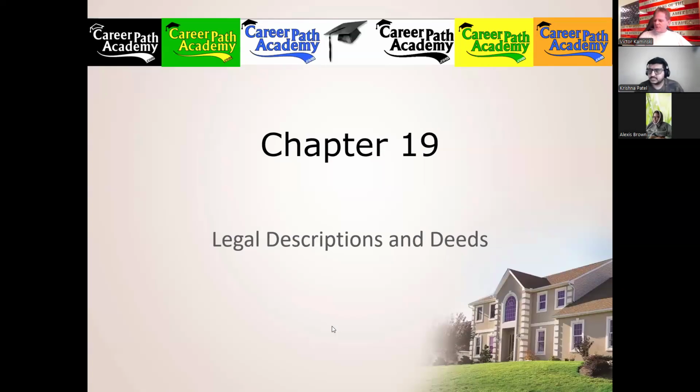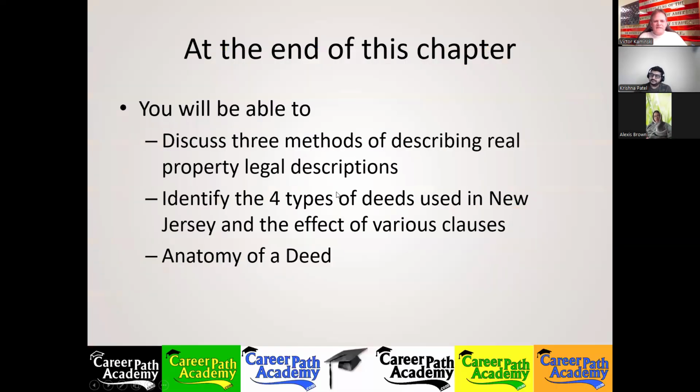All right, so chapter 19, legal descriptions and deeds. This is another important chapter where you get a lot of exam questions from. In this chapter, we're going to discuss three methods of describing real property in legal descriptions, identifying the four types of deeds used in New Jersey and the effects of various clauses. And we're going to go over the anatomy of a deed.